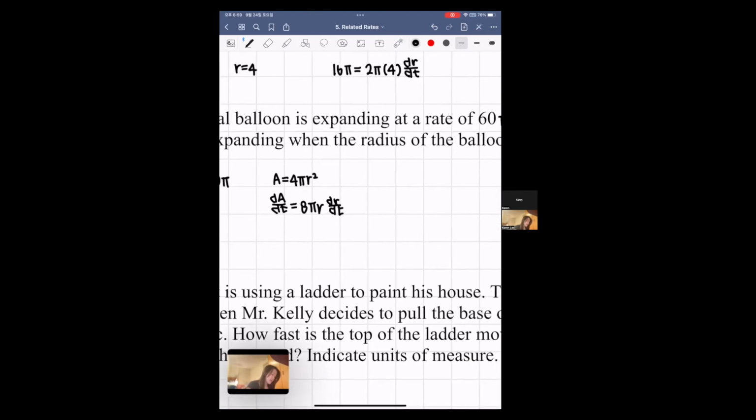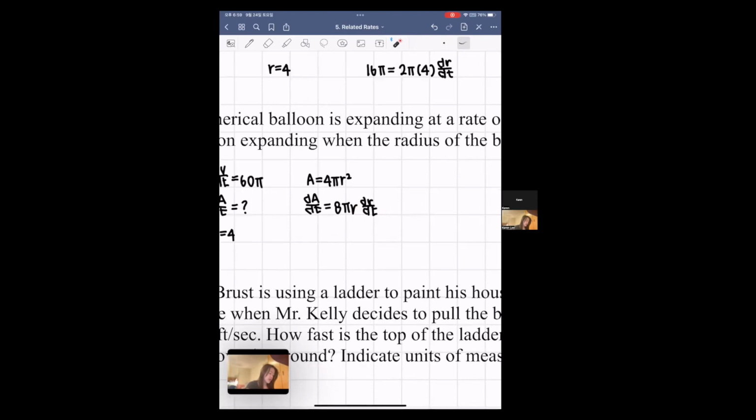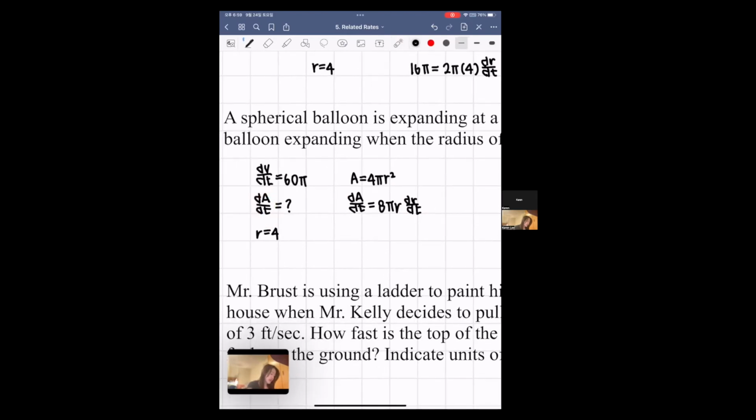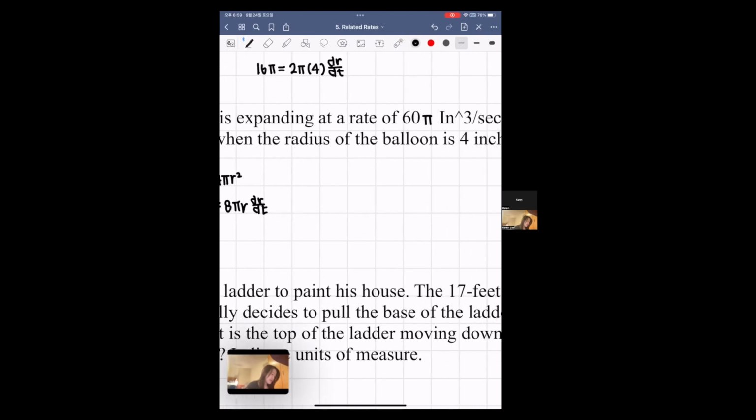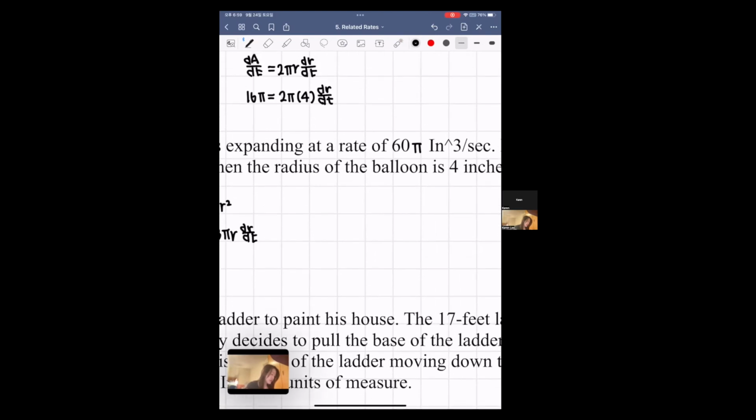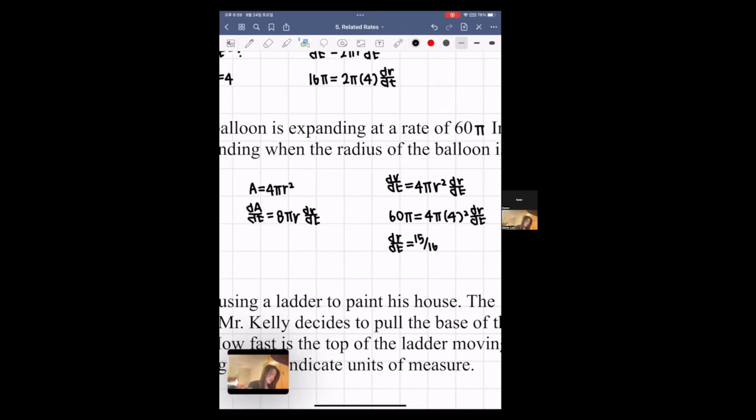Now, we don't know the value of dr dt, which is a problem because we need to find dA dt. So how can we find it? Basically, we know that the volume dV dt is 4 pi r squared dr dt, right? Which means 60 pi is 4 pi times 4 squared times dr dt. So we can find the value of dr dt through this, which is 15 over 16. So now we can plug this in here.